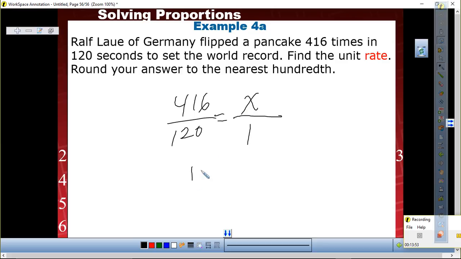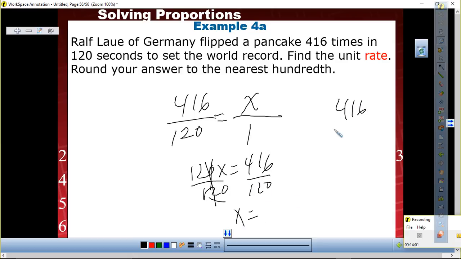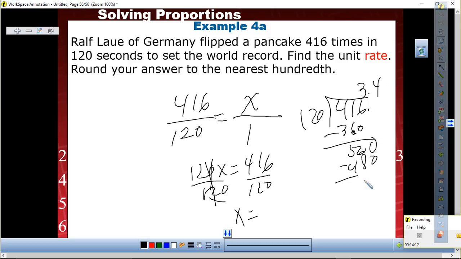X, so that's 120x equals 416, divided by 120. X equals 416 divided by 120. 120 goes in there 3 times, 360. Subtract, that's 56. Add a decimal. It's in there 4 times. I'll stop right there. It's approximately 3.4, so he flipped a pancake 3.4 times every second.